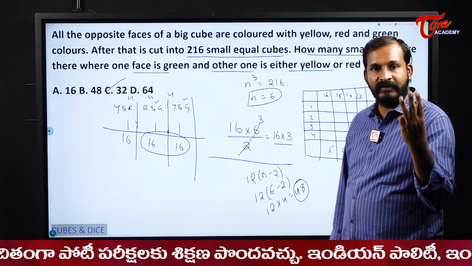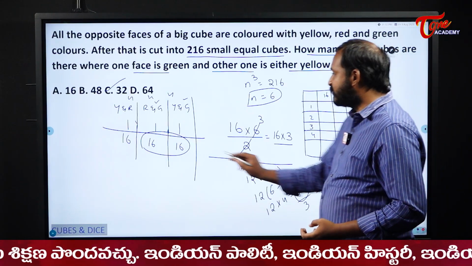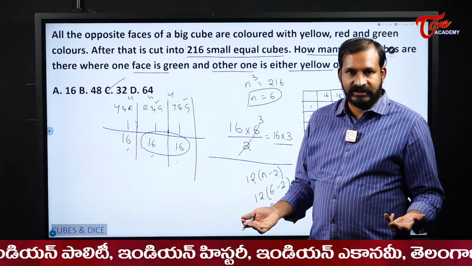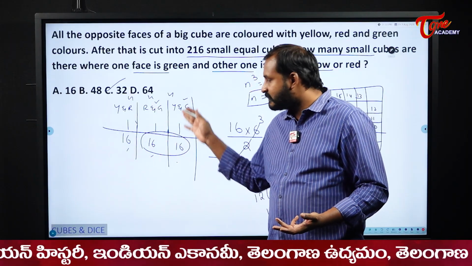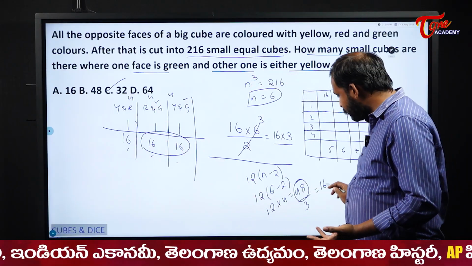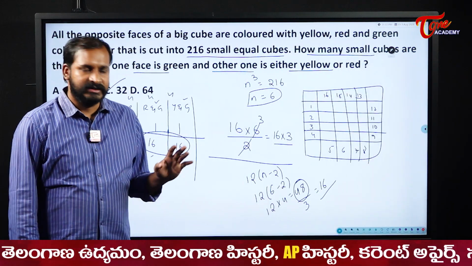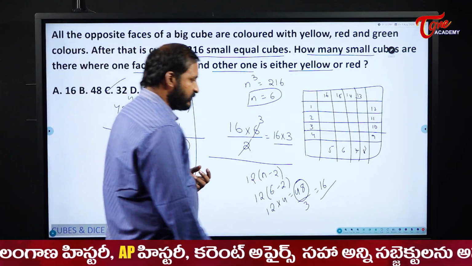This 48 should be divided into 3 parts. So 48 by 3 means what? 16. So 16, 16, 16. The same thing, combination. 16 will be red and yellow, 16 will be red and green, 16 will be yellow and green. So the same thing, 48 by 3, 16. Like that also you can find it. Just you should know the combinations. That is very, very important for us here, students.